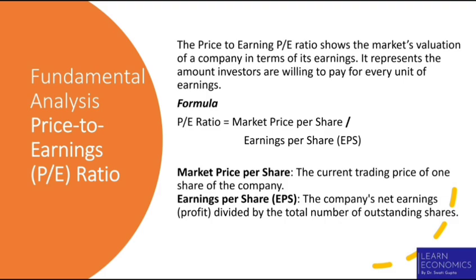The PE ratio measures a company's stock price relative to its earnings. It reflects the market's expectation for a company's growth and profitability. In simple terms, the PE ratio tells us how many rupees investors are paying for each rupee one of a company's earnings. Formula for PE ratio: PE ratio is equal to market price per share divided by earning per share.